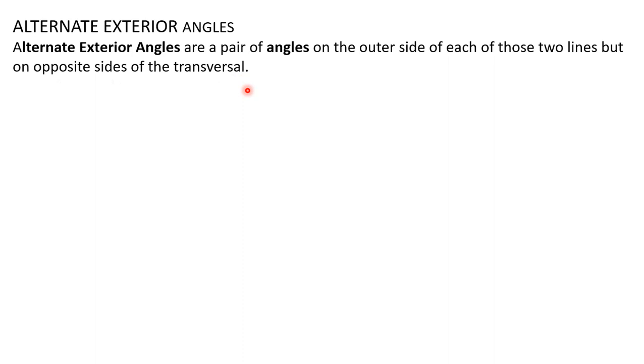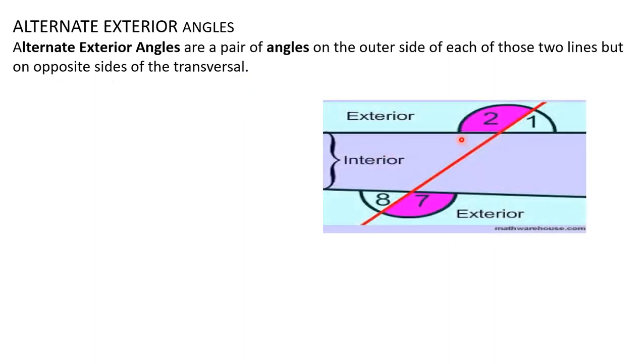So we can understand this by this figure. The two parallel lines: the part between them is known as the interior part, or interior portion. On the other hand, the part which is on the outer side of these two lines is known as the exterior part. Okay, so let's talk about the exterior angles, how they are.